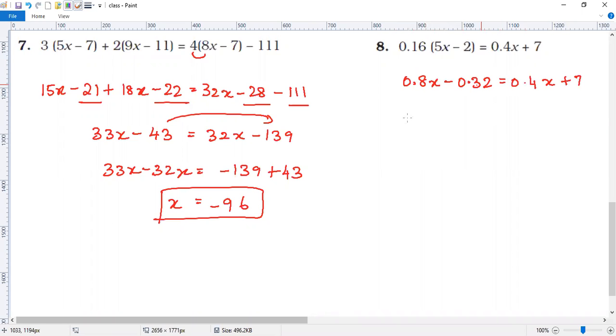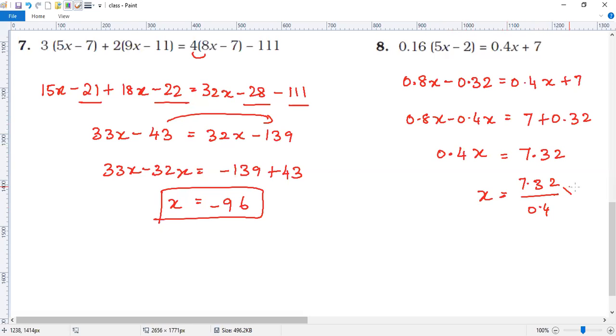So you have to group the x terms together. So 0.8x minus 0.4x is equal to 7 plus 0.32. So when you subtract these two values, you'll get 0.4x because 0.8 minus 0.4 is 0.4, is equal to 7.32. So x is equal to 7.32 divided by 0.4. You can multiply by 10 and divide by 10. You get 73.2 divided by 4. So you can divide it and your answer will be 18.3.